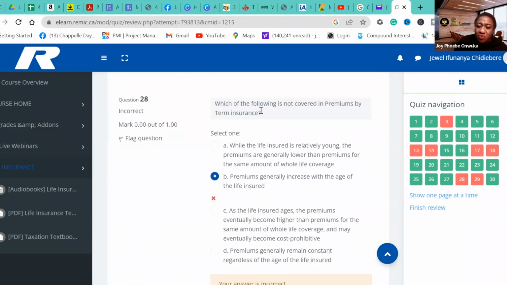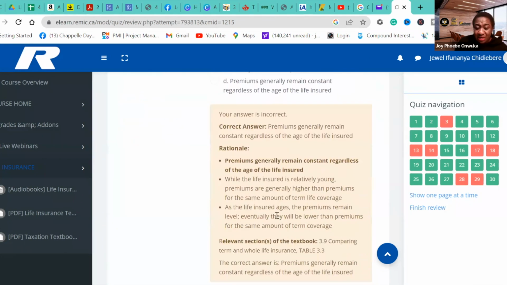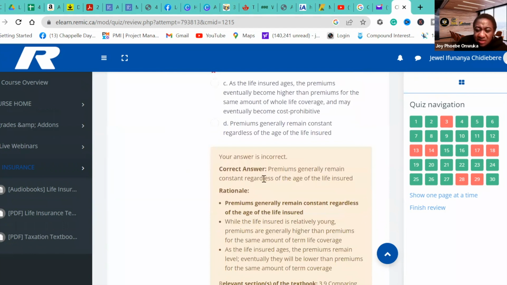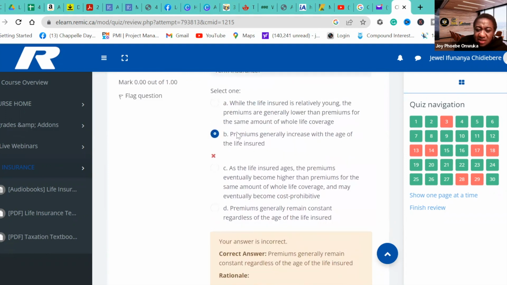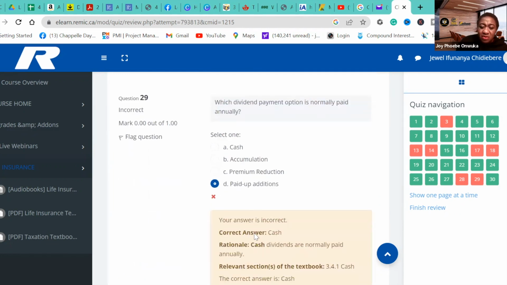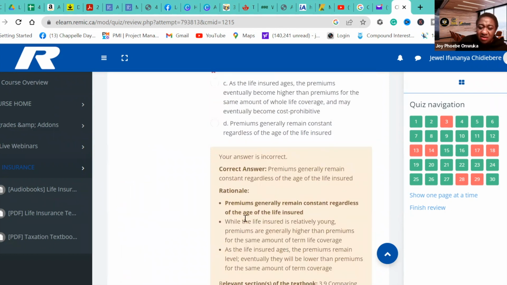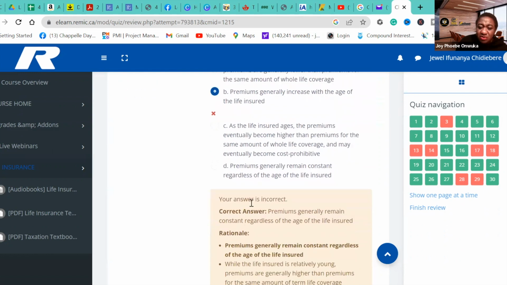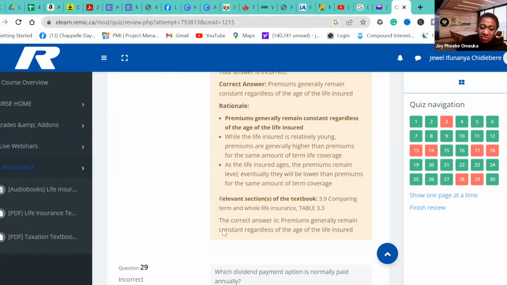Okay. 28. Which of the following is not covered in premiums by term insurance? Yes, this is that long one, right? The correct answer is premiums generally remain constant regardless of the age of the life insured. I was saying the answer is between this and this. I'm curious. The rationale is that premiums generally remain constant regardless of the age of the life insured. While the life insured is relatively young, premiums are generally higher than. Anyways, I see that they're just repeating in their rationale the options they put in option A and option C. So that's why I'm not going through to read it line by line.